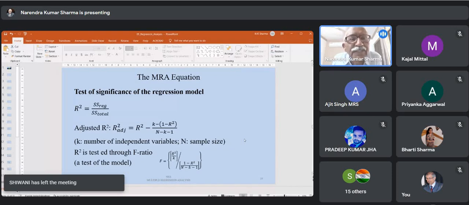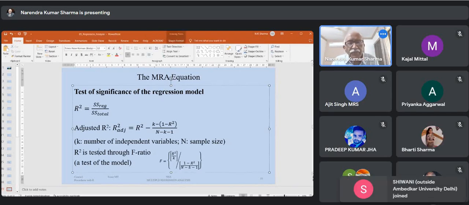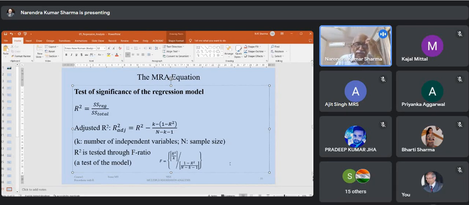So what is the test of significance of the regression model? I've been saying that we test the adjusted R square. First of all, we can compute adjusted R square from R square. There's a simple method of computing adjusted R square from R square. And R square is tested through the F ratio, and we can find this F ratio as (R square by k) upon (1 minus R square by n minus k minus 1).